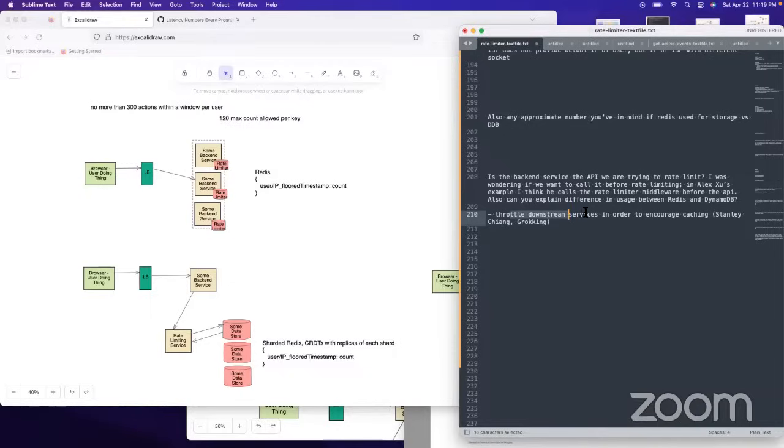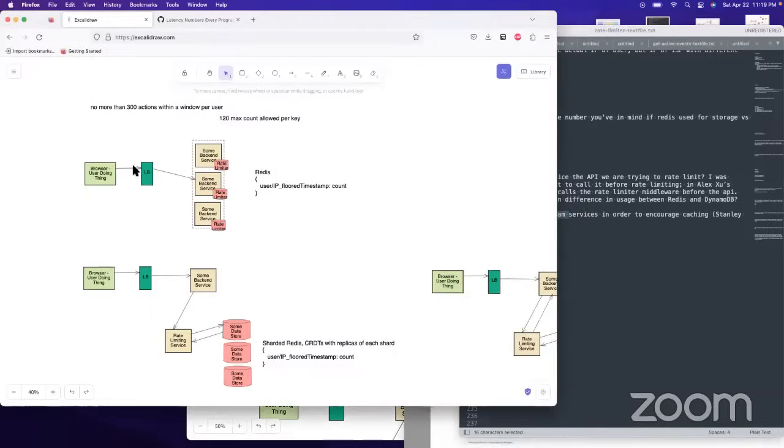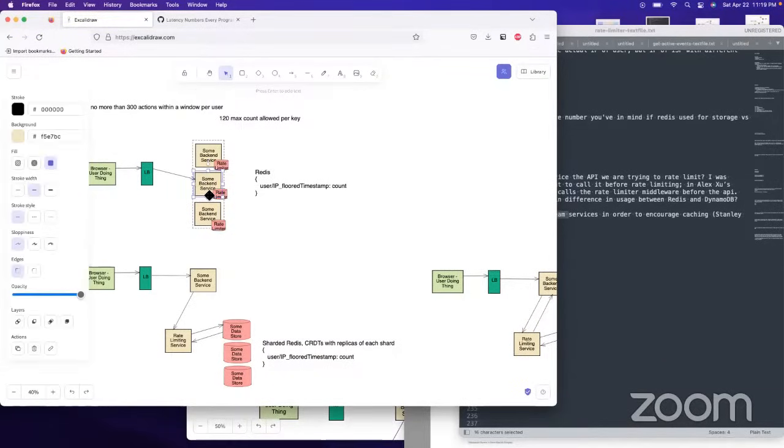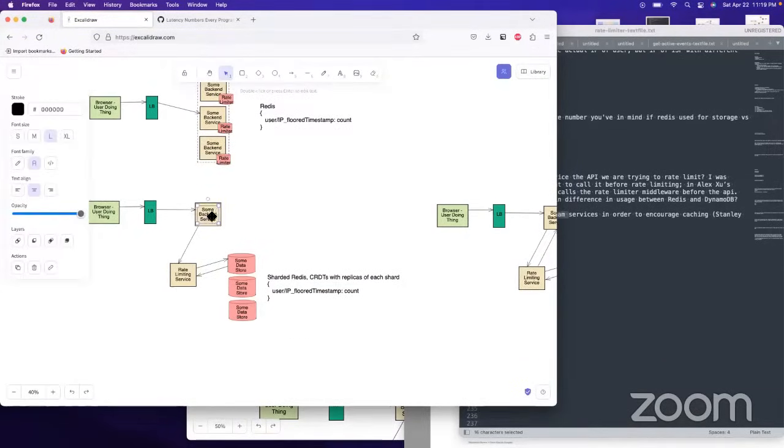But a lot of the time you wouldn't do that, and you'd be throttling over here, coming from the browser to the backend service. But in that specific case, it is from backend within Amazon.com to backend within Amazon.com.